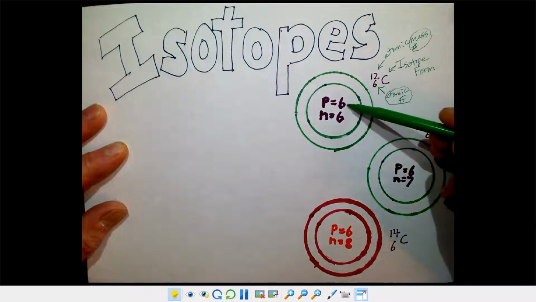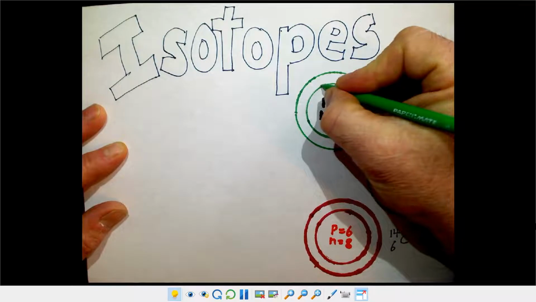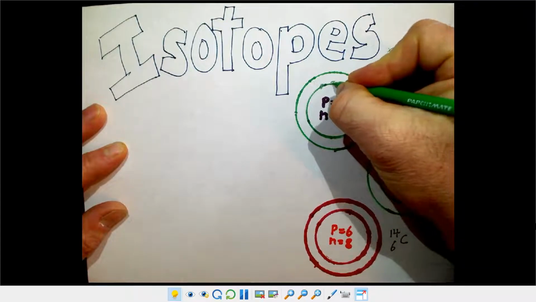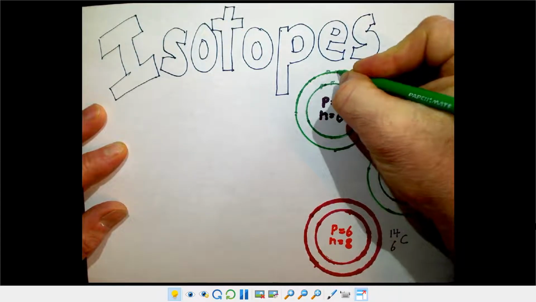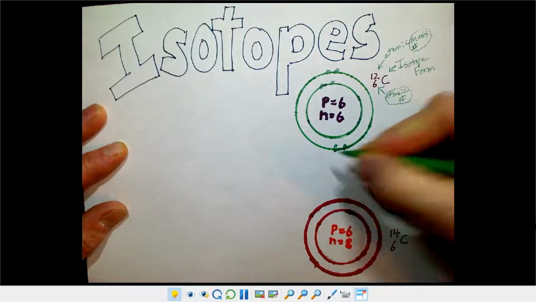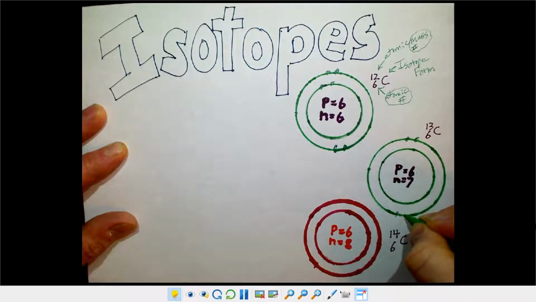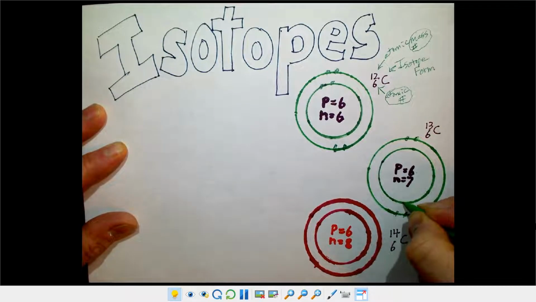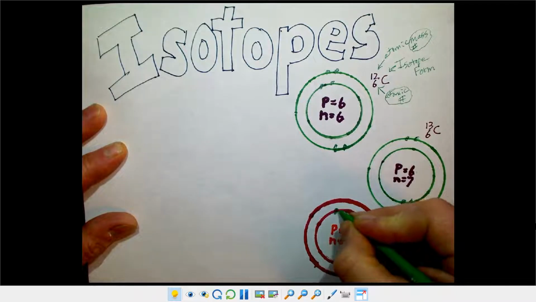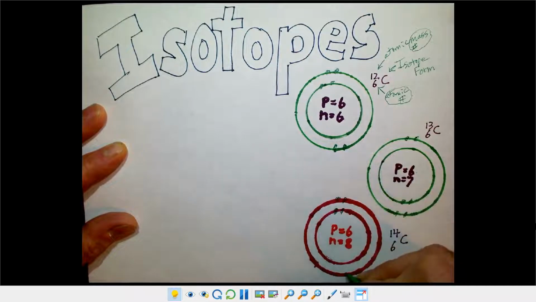If you look, they all have the same number of protons in them, and they all actually have the same number of electrons. So they're not drawn on here, but we can just very quickly draw them in here. And because these are all neutral atoms, they're going to end up having 6 total electrons each. And so all of the isotopes will have exactly that same number. But again, what makes them all unique is that some have more neutrons than others do.